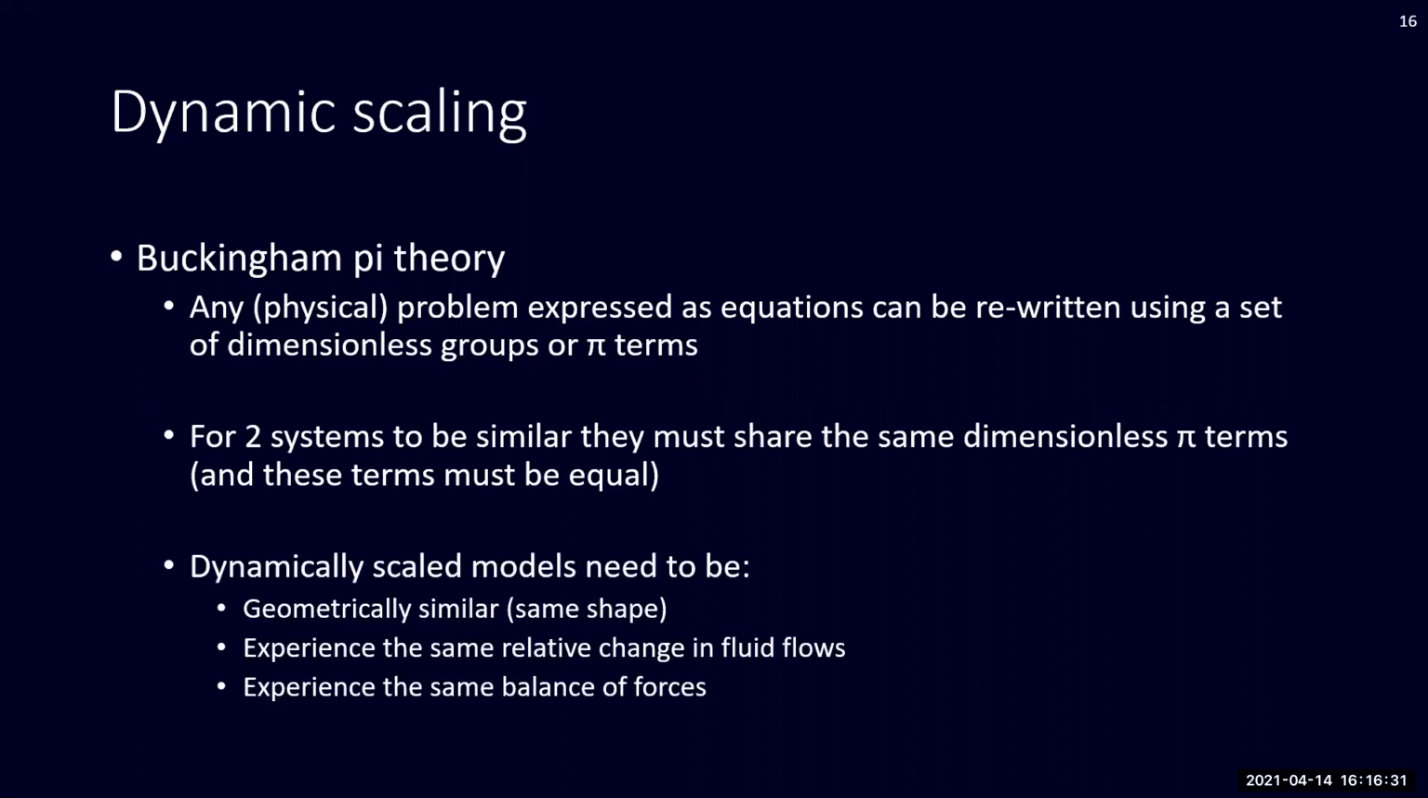So for our dynamically scaled models, we need three things to be the same. They must be the same shape, so they must be geometrically similar, which kind of follows. They must experience the same relative change in fluid flows. If those two conditions are met, they will experience the same balance of forces acting upon them. And then similitude is achieved, correctly dynamically scaled.